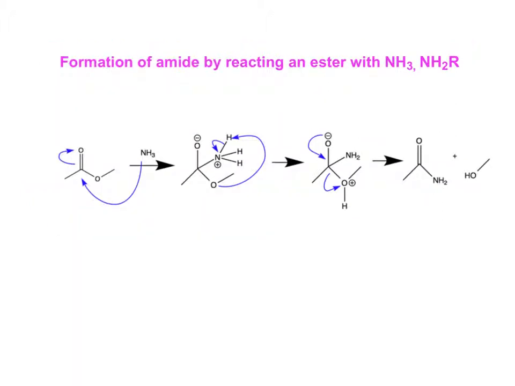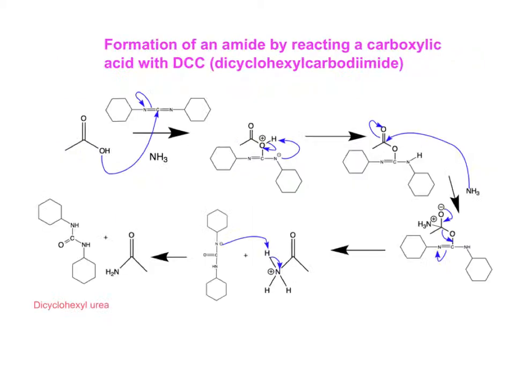Again, here it's a pretty similar mechanism. The only difference is in this intermediate right here, we are going to use this ether group to deprotonate the nitrogen so that that positive charge is neutralized, and this is going to put the positive charge onto that oxygen. But then when the electron pair comes back down to form the double bond, this becomes our leaving group and we're left with our amide product.